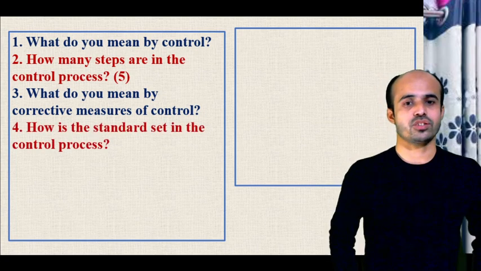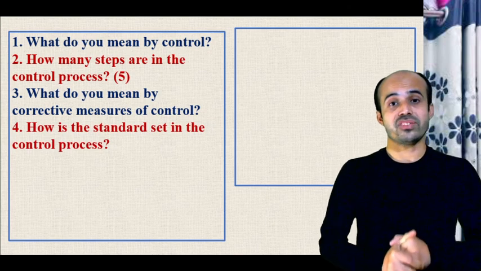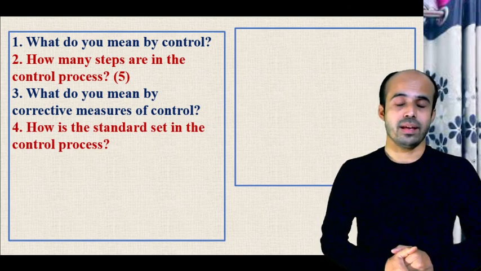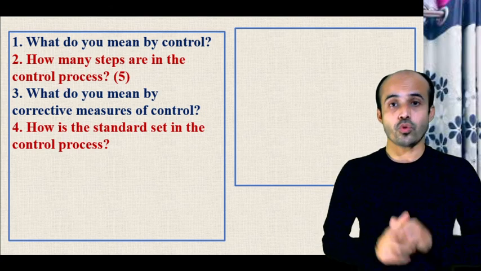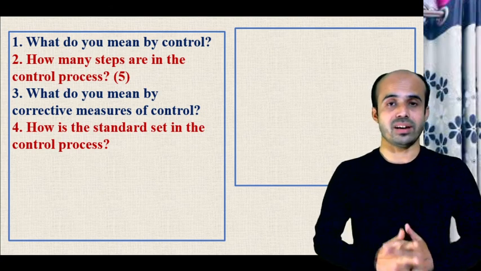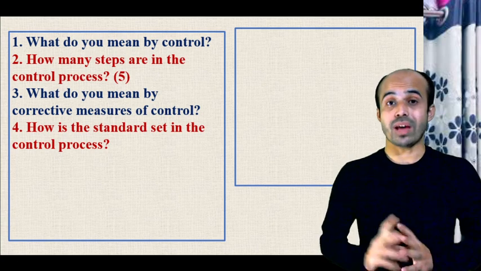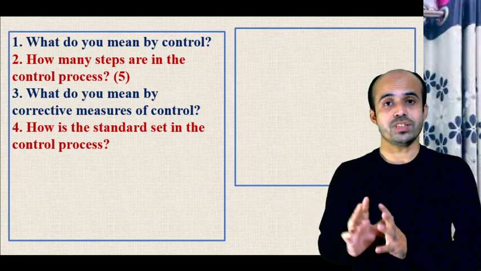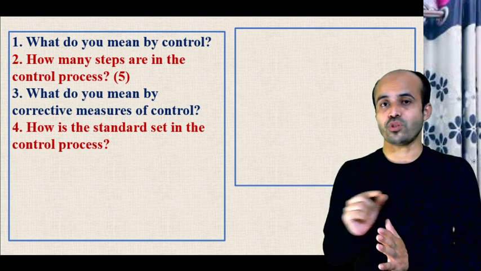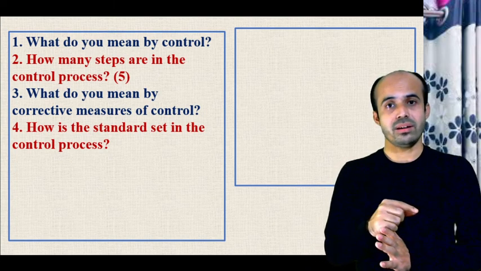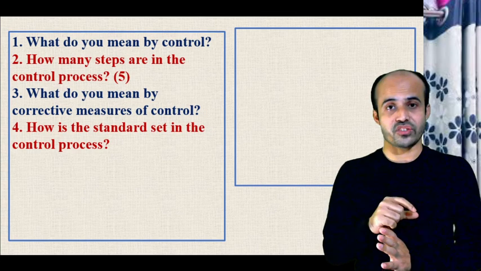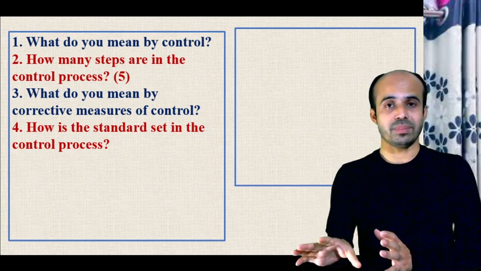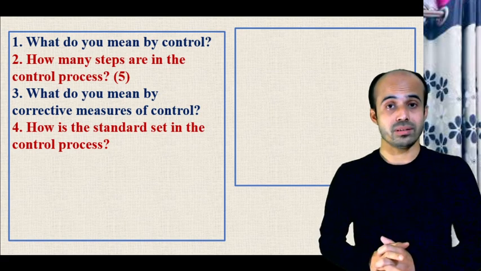Now coming to the next question, how is standard set in the controlling process? You know that to control anything, you have to make a standard. Otherwise you cannot say that this is right and this is wrong. To say this is right, you have to compare with the standard, and when I fix the measure of evaluating something, that measurement is called standard.